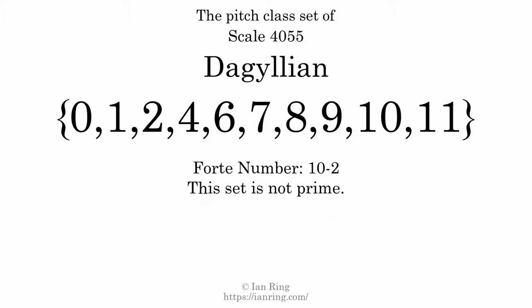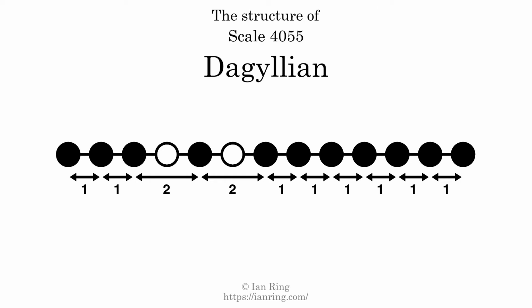The pitch class set for this scale is 0, 1, 2, 4, 6, 7, 8, 9, 10, 11. The fault class is 10 2. This set is not prime. The structure of a scale is a description of the interval distance between each successive tone. This scale has a structure of 1 1 2 2 1 1 1 1 1 1.